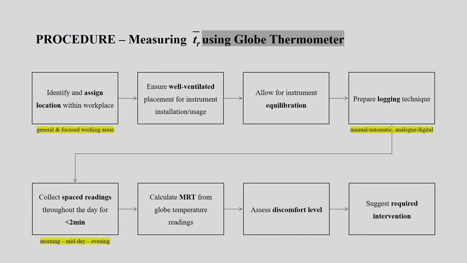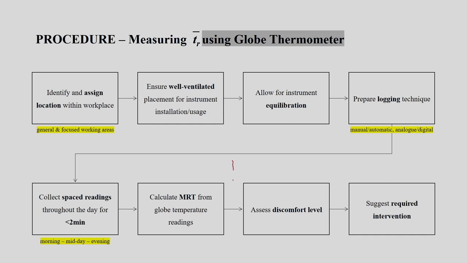So, how do we measure? Similarly, we need to identify and assign the location as we did for the air temperature. You need to ensure that it is well ventilated, and placement of the instrument and installation are properly done. So, you need to confirm that. Then you have to allow the instrument to reach equilibrium, you have to keep it for some time. Then prepare the logging technique, collect spaced readings throughout the day as we did for air temperature. You can calculate the mean radiant temperature from the globe temperature reading. Also, you need to assess the discomfort or comfort. If it is comfort, you need not go ahead with any kind of suggestion, but if there is some kind of discomfort, you have to suggest some intervention for that particular situation.